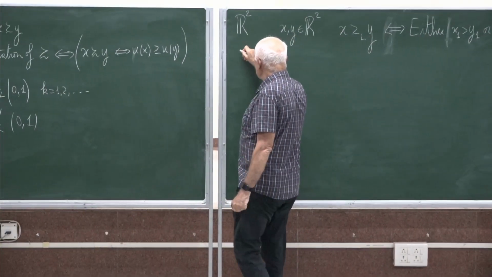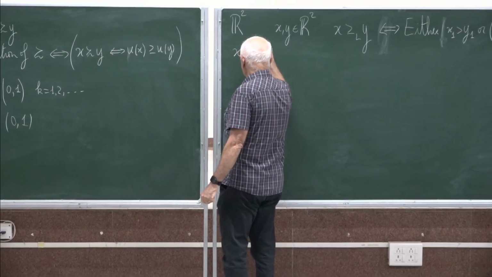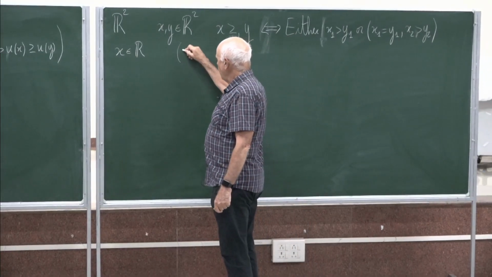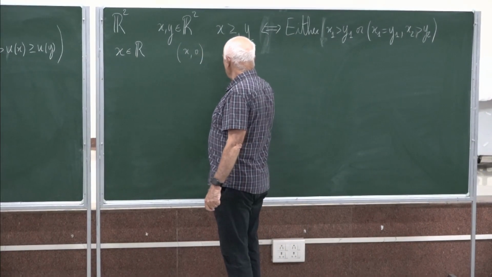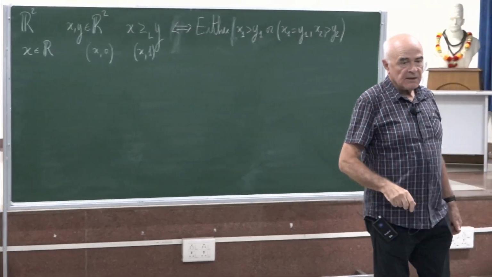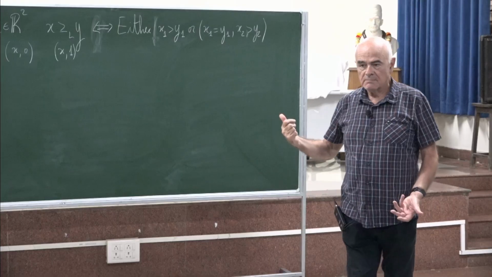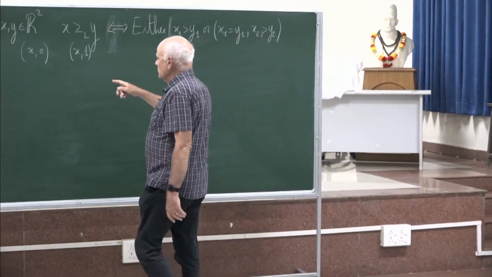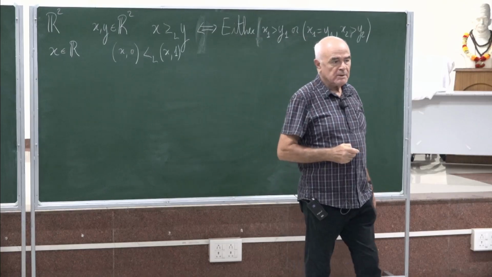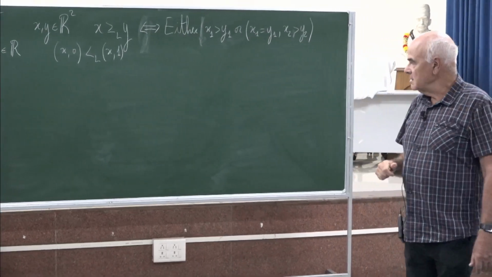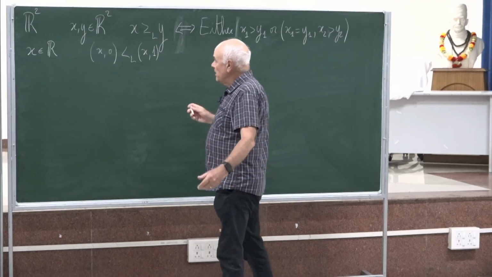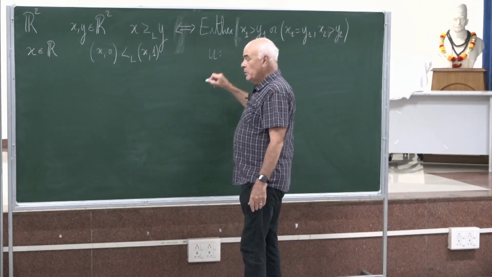For any real number x, consider the pairs x0 and x1. Which one is greater lexicographically? The second one. The first components don't decide, but for the second component, it's clear that this relation holds. Then, assume there is a utility representation. We will see that it's impossible.